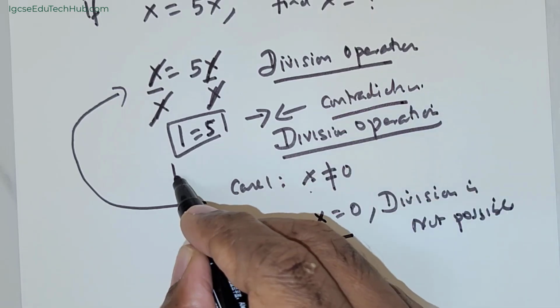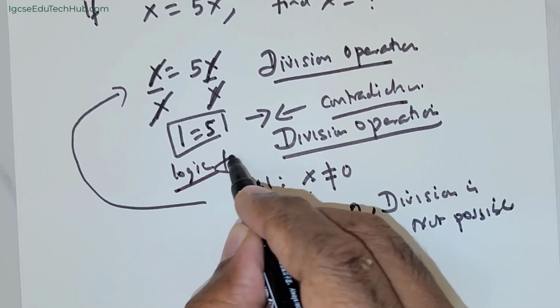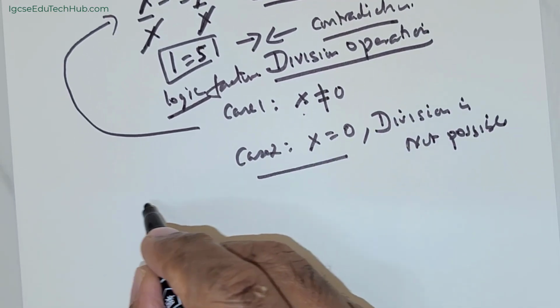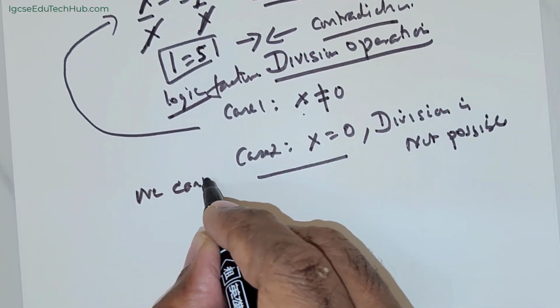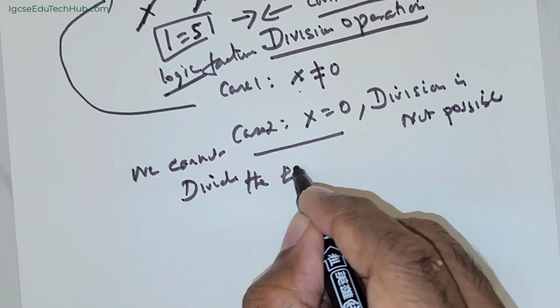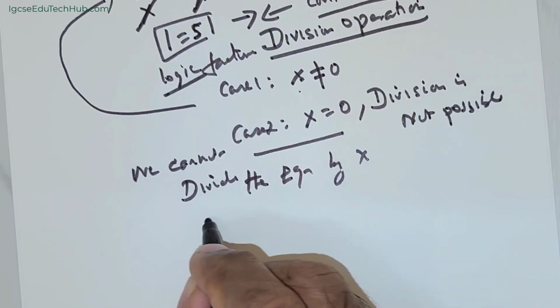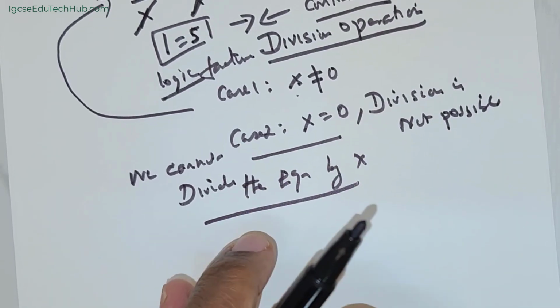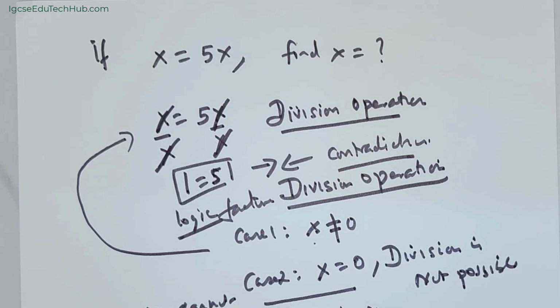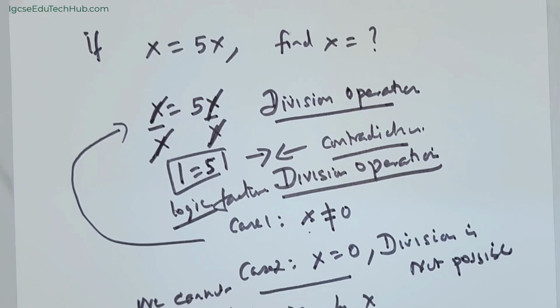So that means what? The logic fails here. Logic failure. So the ultimate conclusion is we cannot divide the equation by x. That is the ultimate conclusion that we are facing in this case. So that is why we cannot use the division operation.